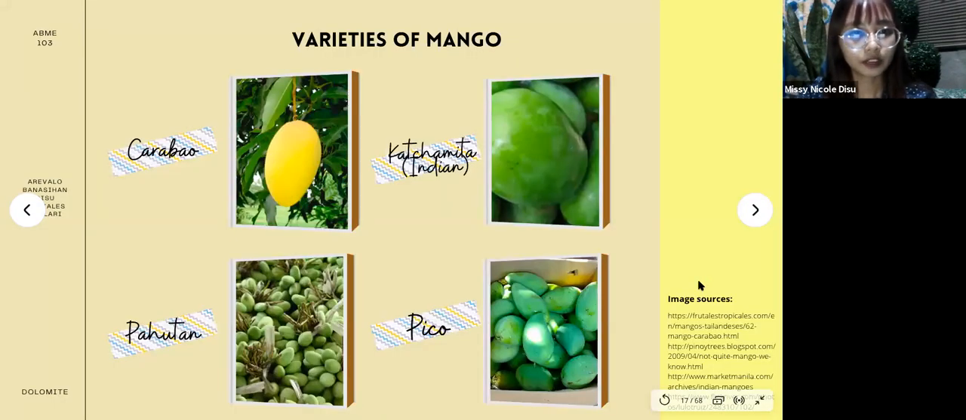The primary mango varieties in the Philippines are Carabao or Manggang Kalabaw, Katsamita or Indian Mango, Pahutan, and Pico. The Carabao Mango is a well-known variety not only domestically but also internationally as it is listed in the Guinness Book of Records as the world's sweetest mango. Next.